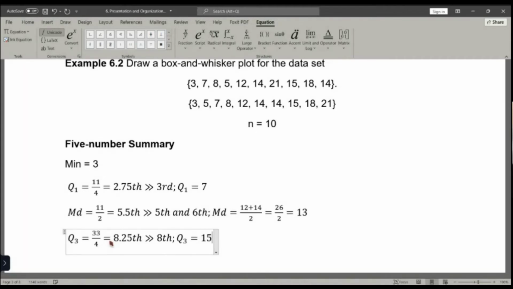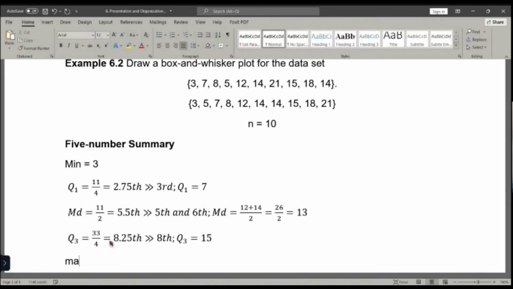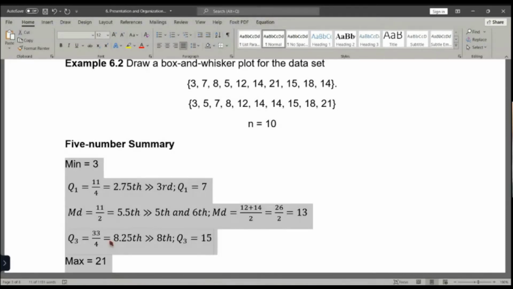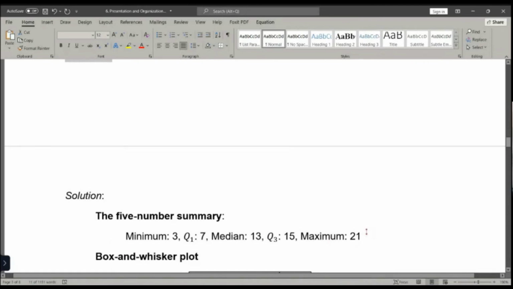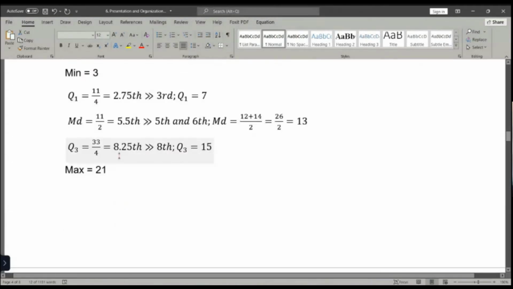15. Okay, that's 15. And then lastly, you have the maximum value, which is 21, sir. 21. Now we have your 5 number summary. You may want to take a screenshot of this since there's no solution written here. I just enumerated the 5 number summary.